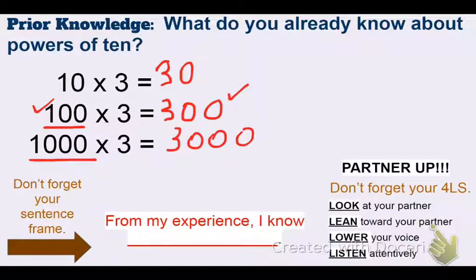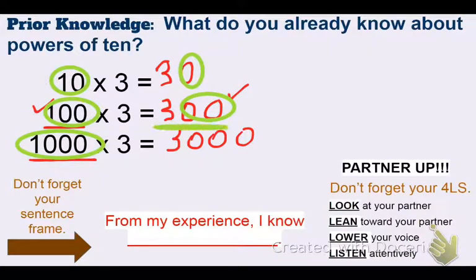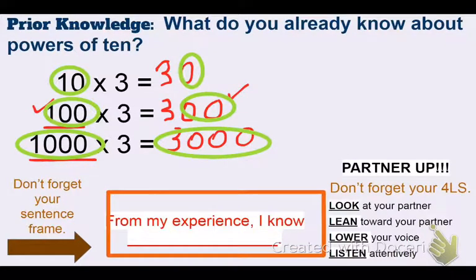So when you multiply by 10, your product has 1 zero, just like 10. When you multiply by 100, your product has 2 zeros, just like 100. When you multiply by 1,000, your product has 3 zeros, just like 1,000. So from my experience, I know that there's a pattern. When you multiply by a multiple of 10, that will help you solve in your mind.